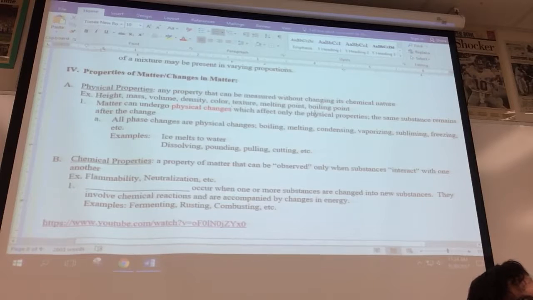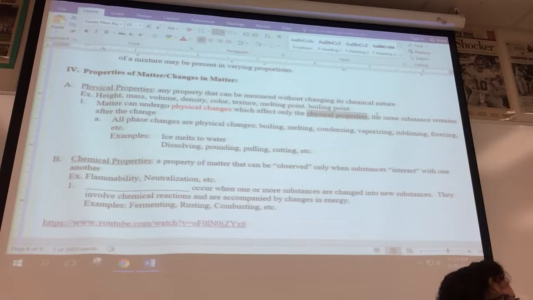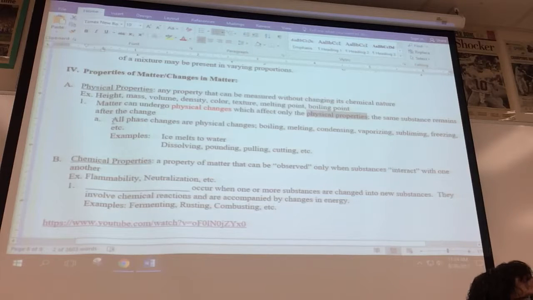and they will affect physical properties only. The key is that you have the same substance at the end. If you have water and you boil it, you still have water, it's just in the gaseous state. If you have a metal and you pound it, you still have that metal. With the lead, they showed you that it was malleable. You could bend it. Ductility, also, you can stretch it out into long wires, but you still have the same substance at the end. Now, all phase changes are physical changes.